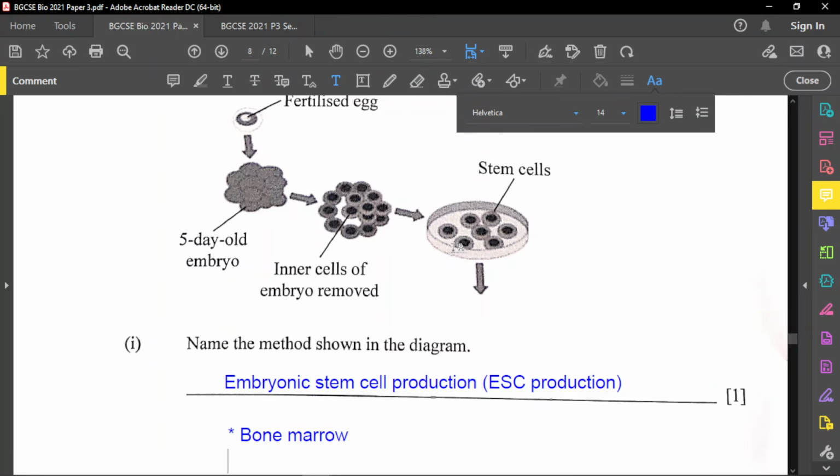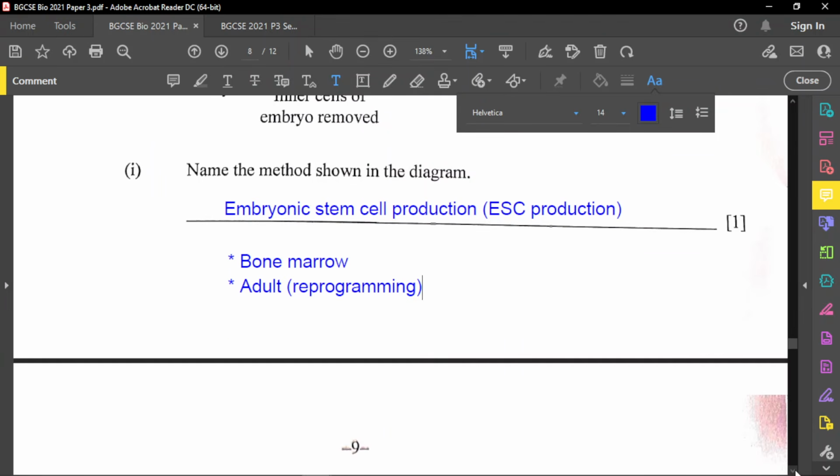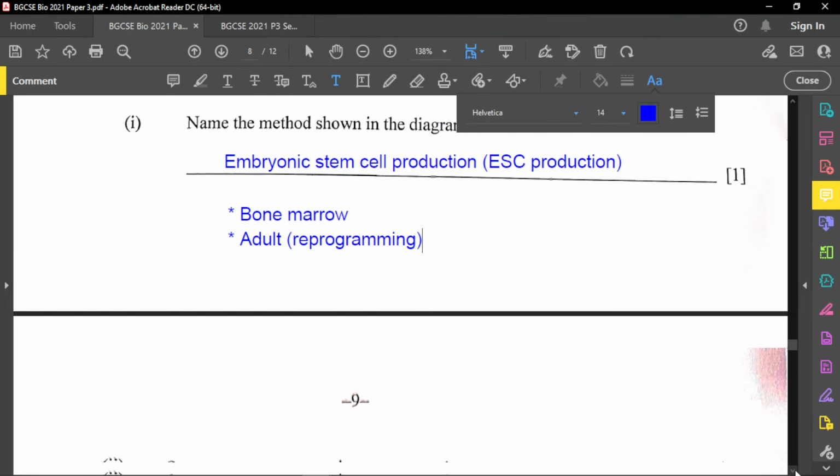And we also have a next one called the adult stem cell production. But the adult stem cell production is kind of different, it's called reprogramming. What it does is reprogram a regular cell back into a stem cell to produce new cells or specialized cells. So you have bone marrow stem cell production, and you have adult cells, where you take a normal cell and reprogram it to become a stem cell. So it's like a reverse process in that sense. All right, so that's that for that.